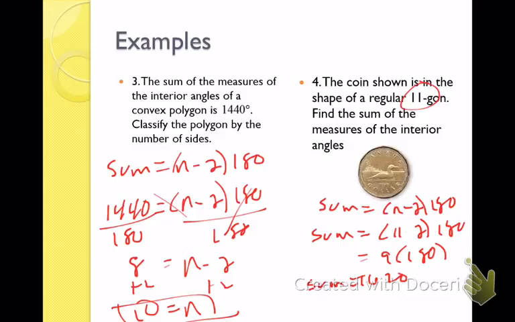Okay, so that's what you should have come up with. 10, so a decagon for number 3. And then the sum of the interior angles would have been 1,620 for the regular 11-gon.